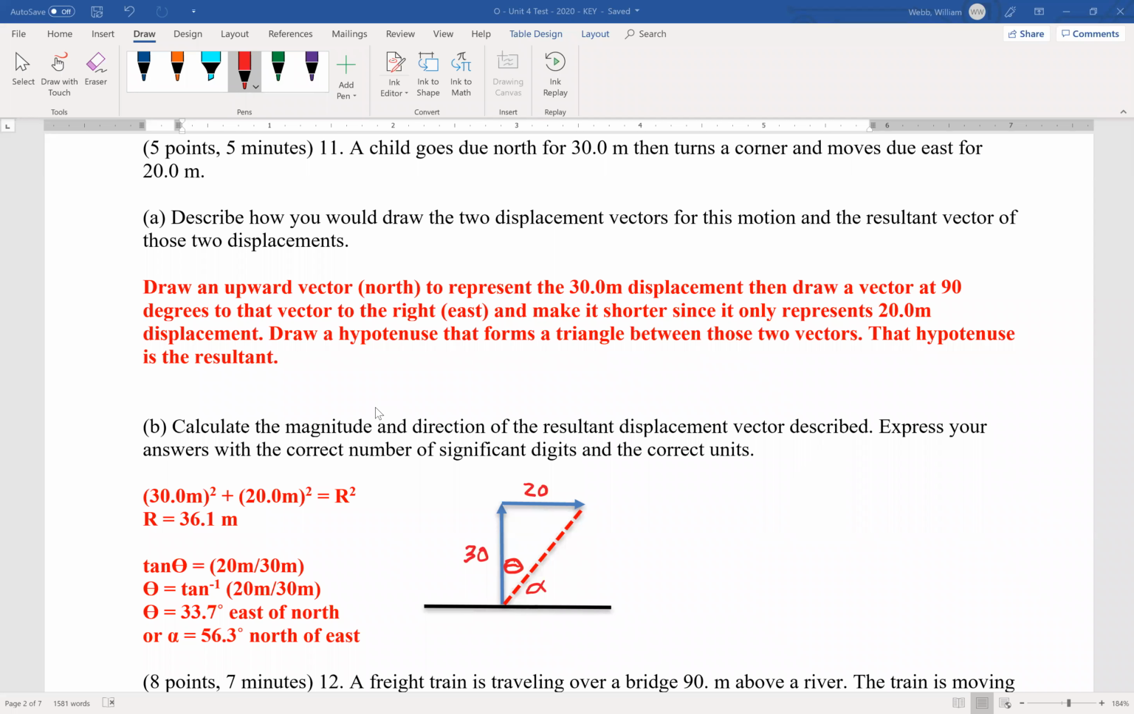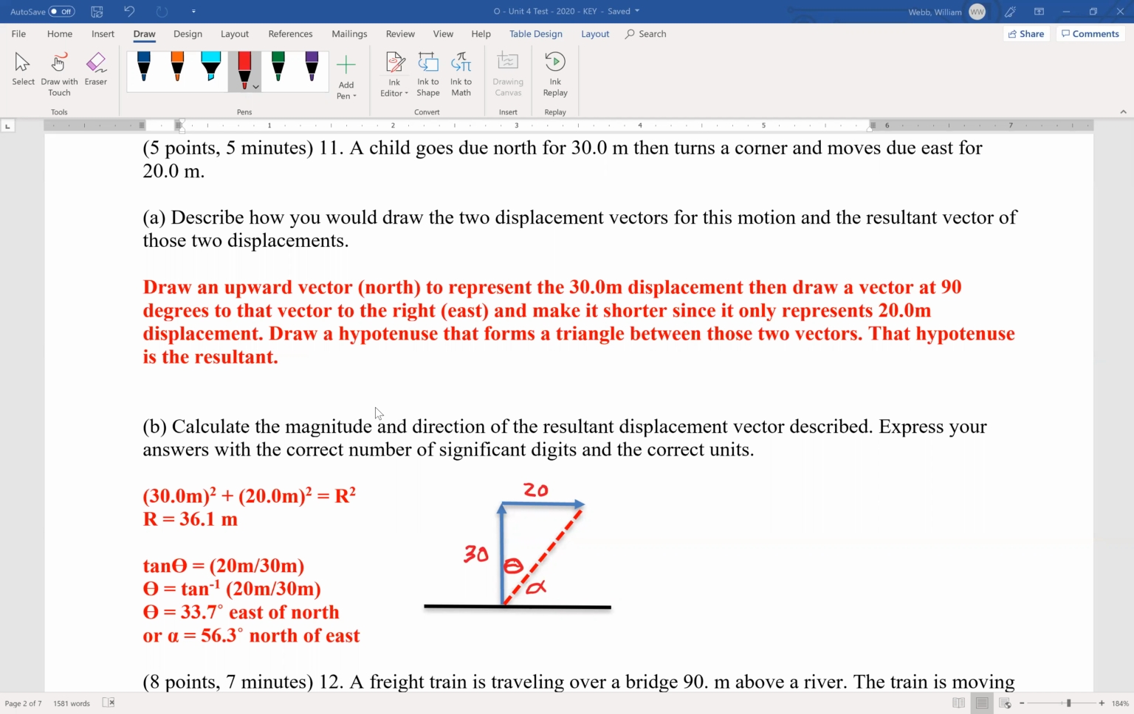And so this just says draw an upward vector to represent the 30 meters displacement, then draw a vector at 90 degrees to that to the right, which is representing the east, and make it shorter since it's only 20 meters. Draw a hypotenuse that forms a triangle between those 2 vectors. That hypotenuse is the resultant. So you had to have those components there: the displacements are the legs, and the resultant is the hypotenuse. It had to be clear either by saying that it was the hypotenuse or saying that you connect the tail of the first vector to the tip of the other. So there had to be clarity that it was the hypotenuse of a triangle one way or another, either using the word hypotenuse or describing how you drew it precisely.